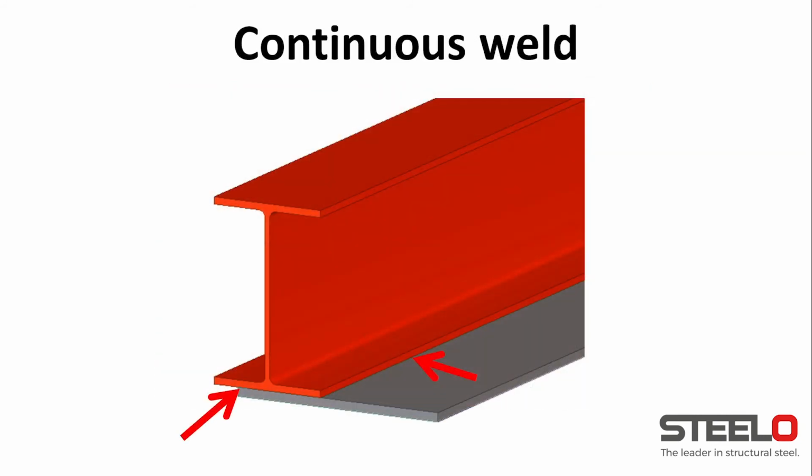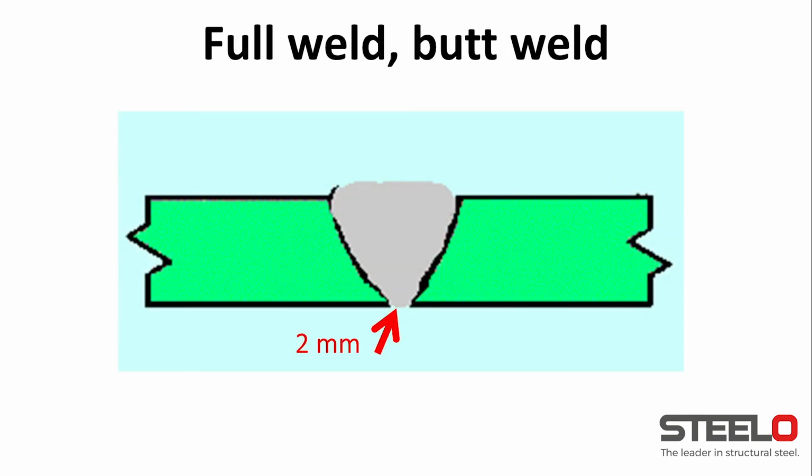A continuous weld would be if we had these two pieces, so the beam and the bottom plate, welded continuously, so all the way for the full length of the beam there would be a weld, and it would be from both sides as shown on the arrow. The downside is that the heat would unfortunately bend the beam and it will basically end up looking like a banana. A full weld is a weld that is fully continuous, so there are no gaps in between.